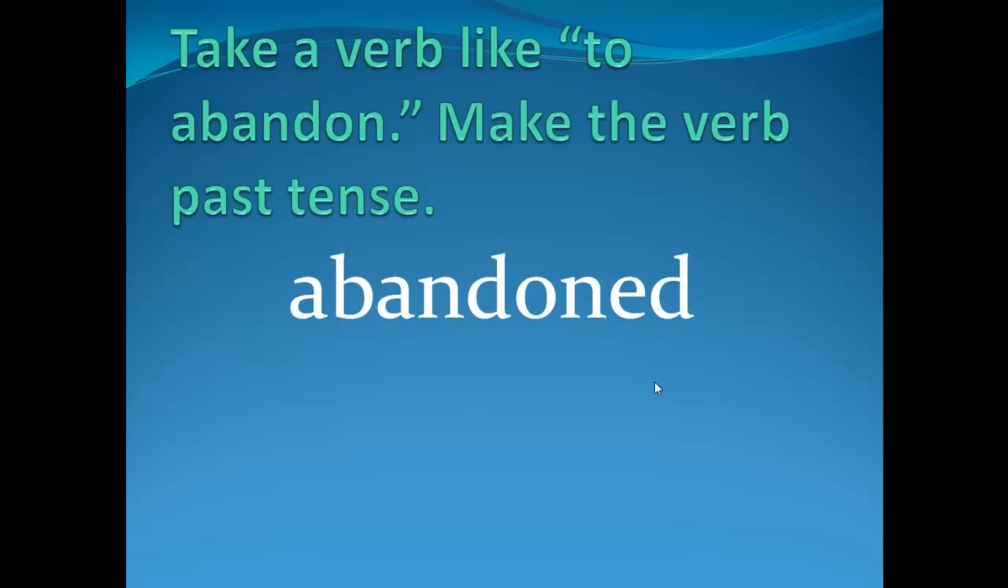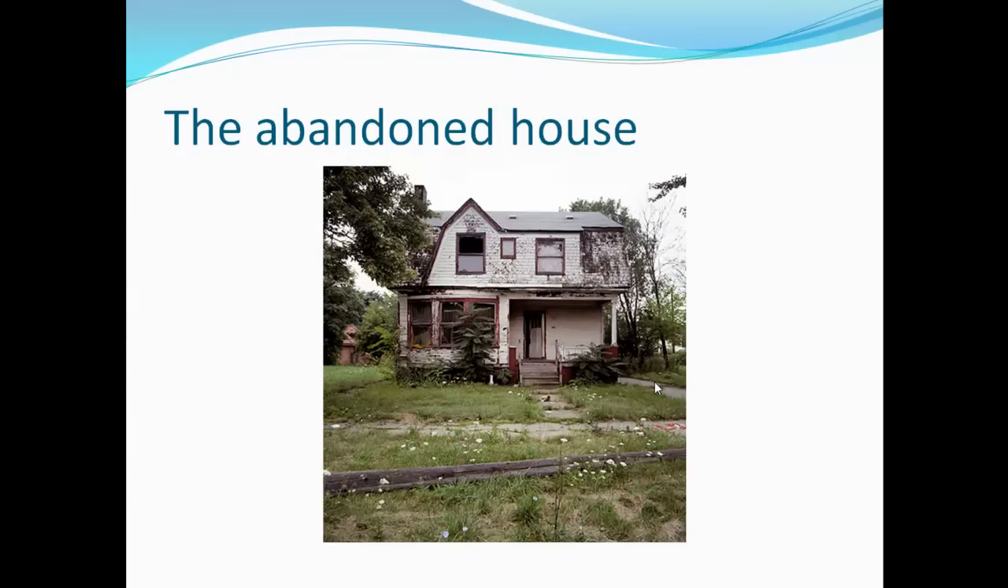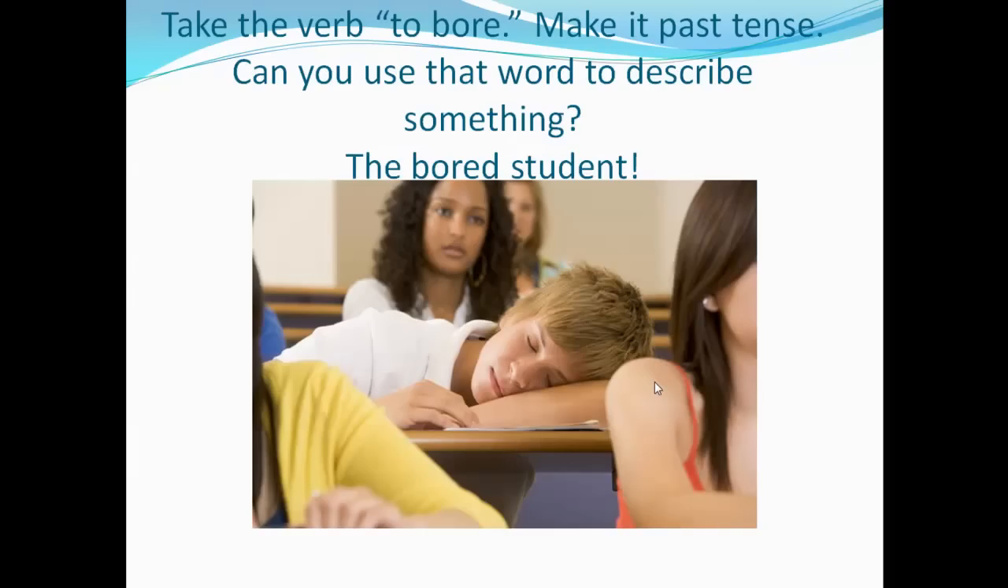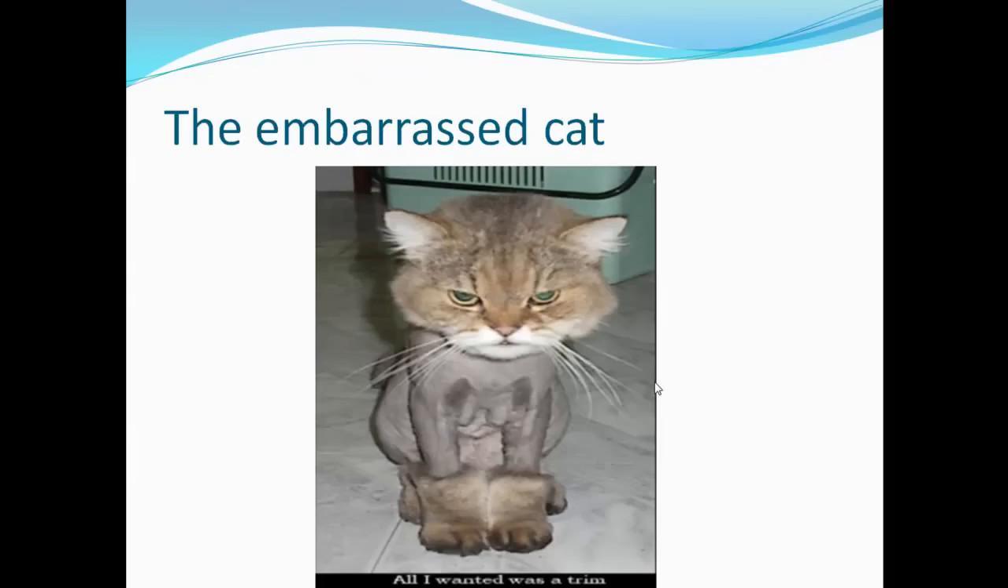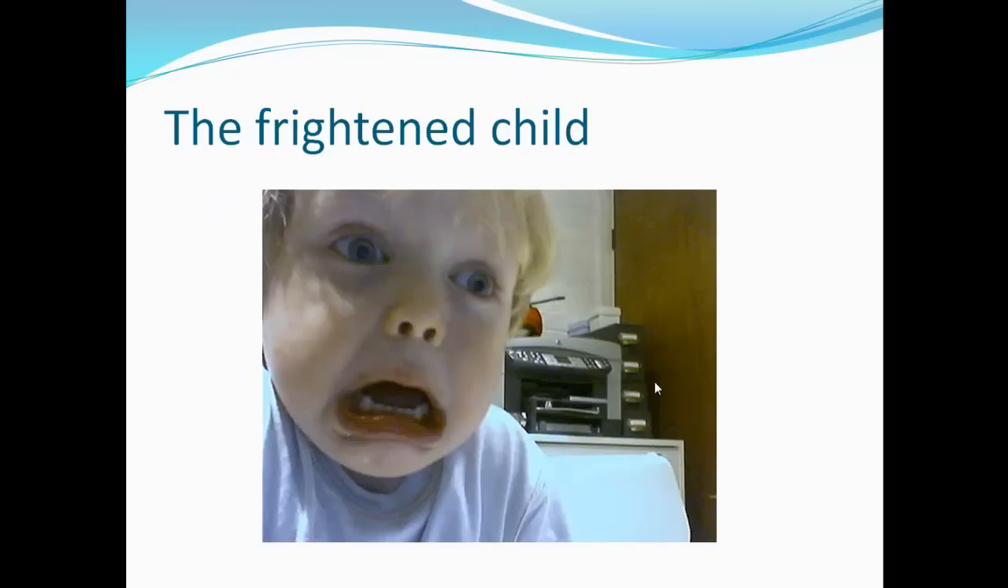Let's look at the verb to abandon. Let's make it past tense. Abandoned is the word we get. Can we use abandoned to describe something? The abandoned house. Let's look at another verb, to bore, and make it past tense. Can we use that word to describe something? Yes, here's the bored student, and no, it's not Justin Bieber. Other past tense verbs that we can use as participles: the embarrassed cat, the confused chicken, the frightened child.